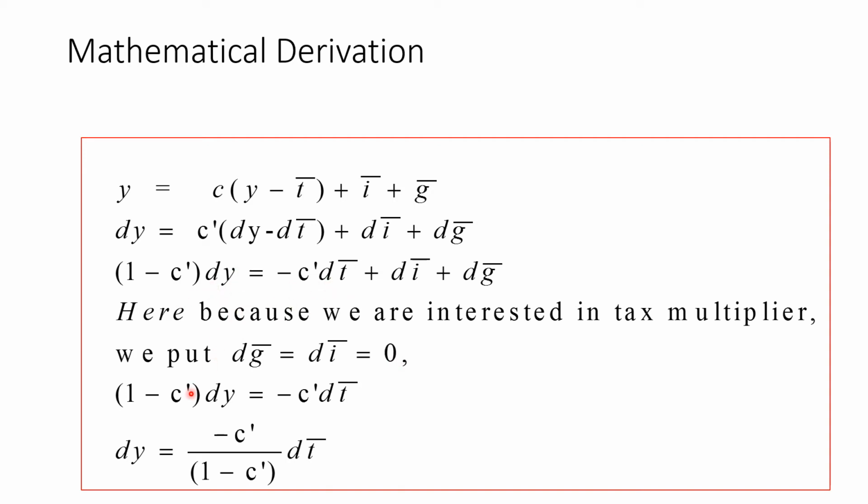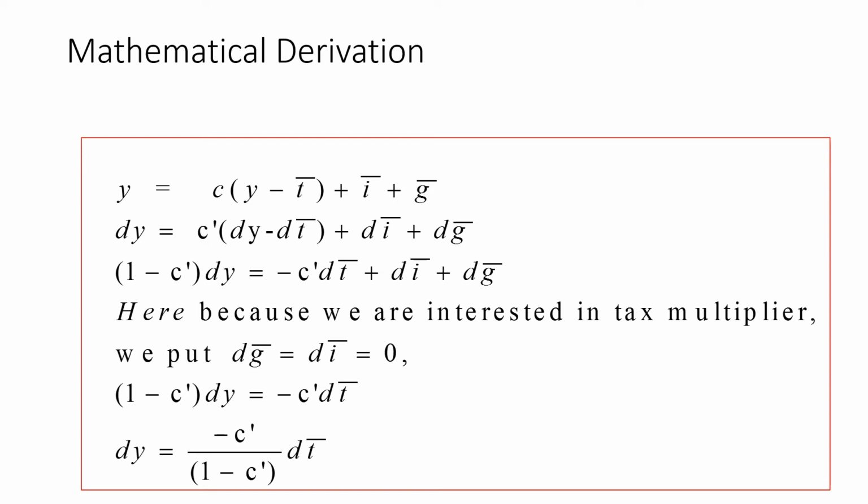If you do that, then (1 - c') dy = -c' dt bar, so dy = -c'/(1 - c') dt bar. That is, -MPC/(1 - MPC) dt bar. Just remember the last slide; it was equal to -MPC/(1 - MPC). So that's how you derive the tax multiplier mathematically.